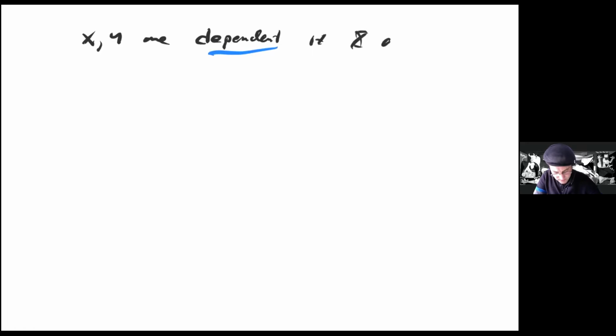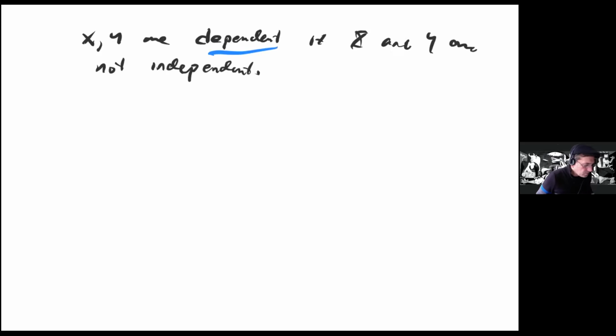And we should also note that we will say that x and y are not independent, in other words dependent, if x and y are not independent. Okay, so here's a stupid example, or not stupid, but toss a fair coin.